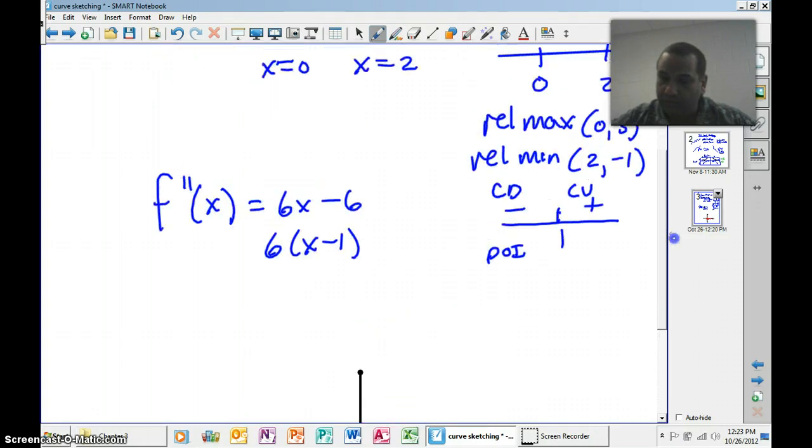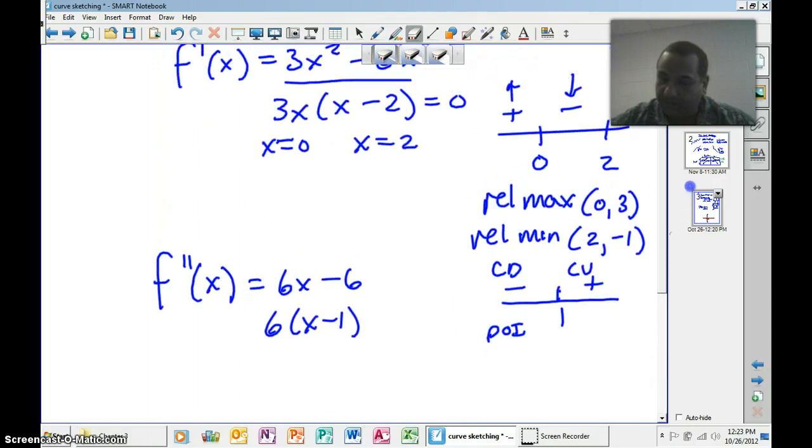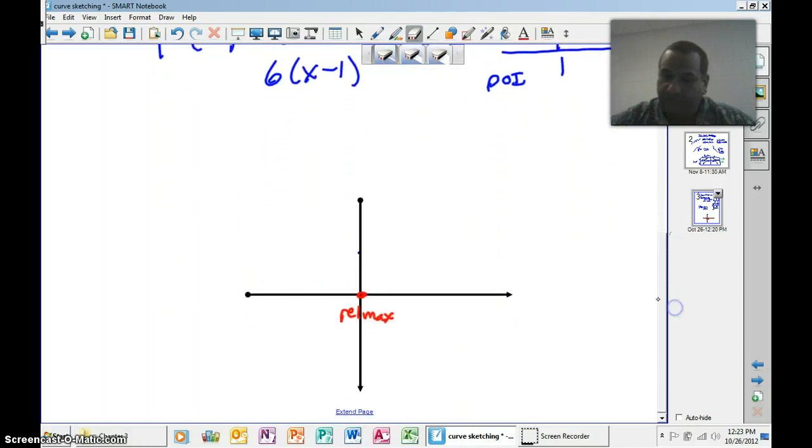Oh shoot, it's 2, negative 1. So actually my point of inflection and my relative min is screwed up a little bit. My relative min is 2, negative 1. So here's 2, negative 1. Alright, we'll call that 2, negative 1.